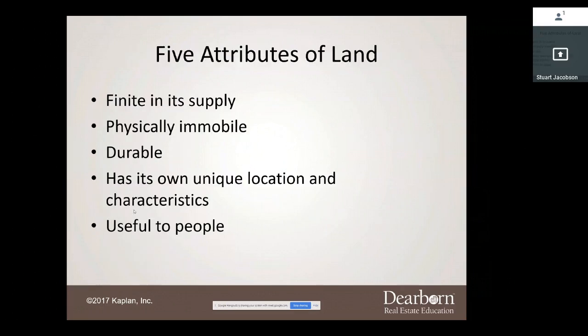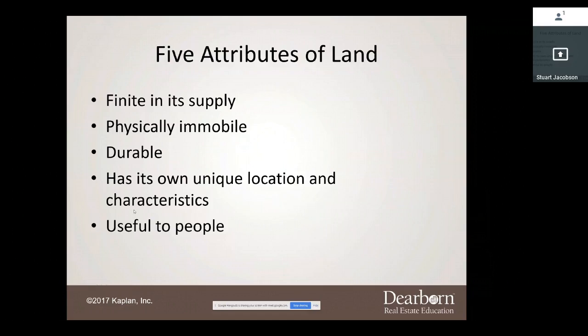Now, they're going to give you 5 attributes to land. So we have to talk a little bit about real estate and why it is valuable, okay? Because that's something that we're going to discuss. We're going to discuss the market, conditions that affect value, and why real estate is valuable. So first, it's finite in its supply. It's finite, okay? Also, real estate is physically immobile. Because it is physically immobile, it has its own unique location and characteristics.